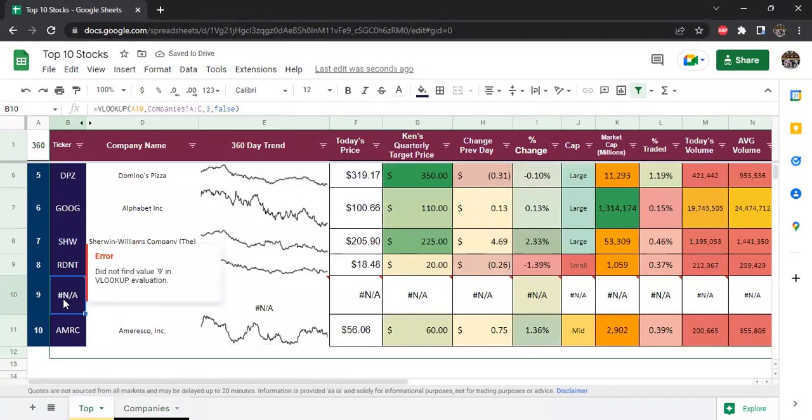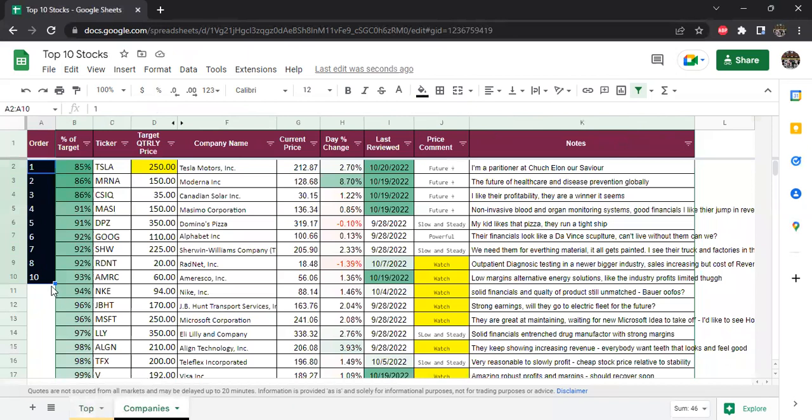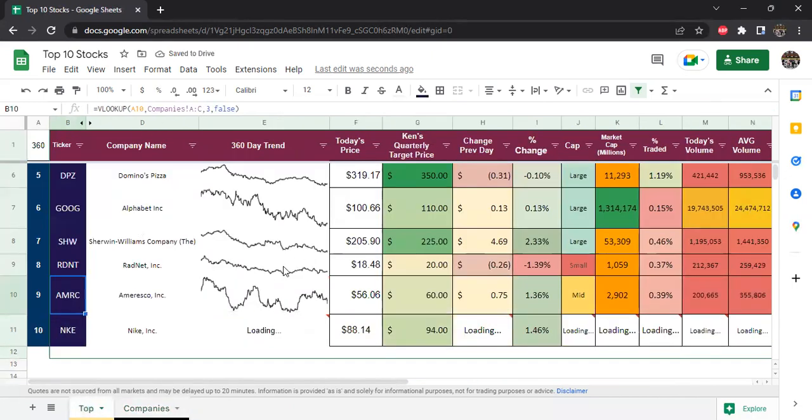I don't know why this is happening. What do we have, an error on the ninth company? Oh, we don't have a number 9. That's why. But that's the problem. I think we fixed it.